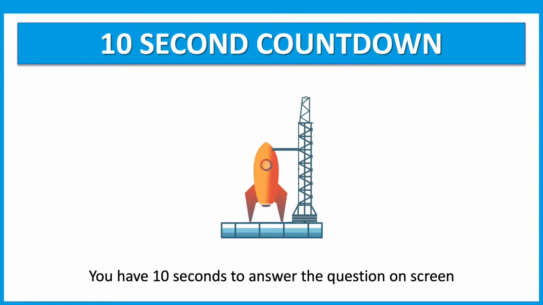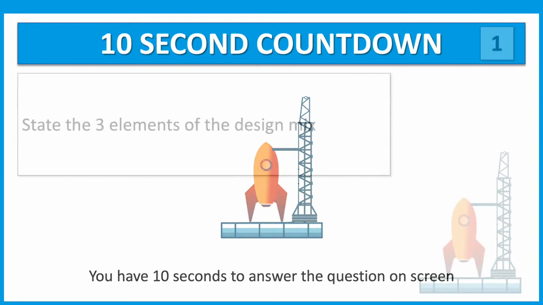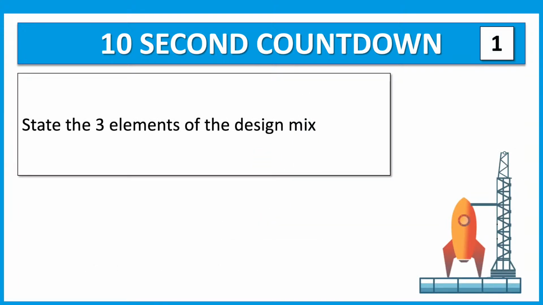So quite a simple question now. This is a 10-second countdown. You have 10 seconds to answer the question on screen. 2 little quick knowledge blasts here, very straightforward. So can you state the 3 elements of the design mix? Can you type them into the chat window? You have 10 seconds with which to do it before the rocket takes off. Jim, can we start the countdown, please?